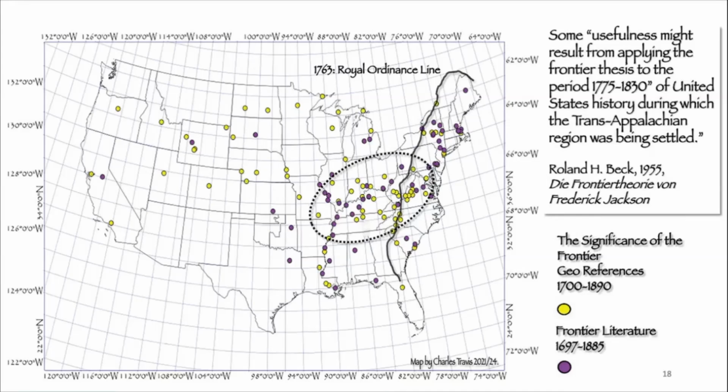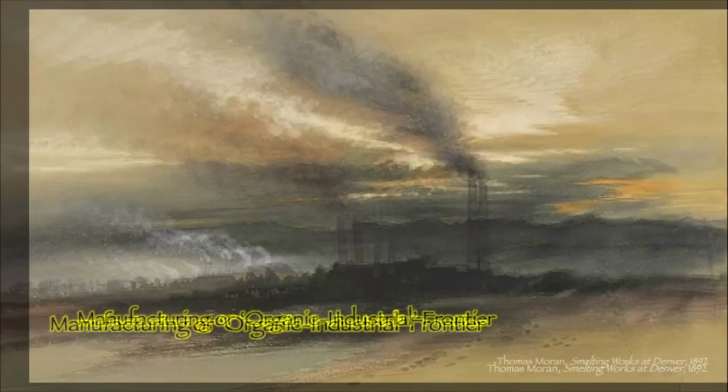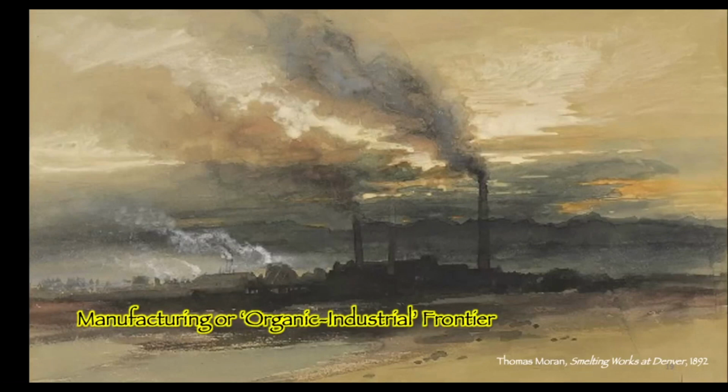If we compare the locations of these place names in Turner's essay with the locations of frontier literature, we find correlations in the Ohio Valley. Ronald Beck, in a 1955 study, claimed that there might be some use. My own speculation concerns the presence of a manufacturing or organic industrial frontier.